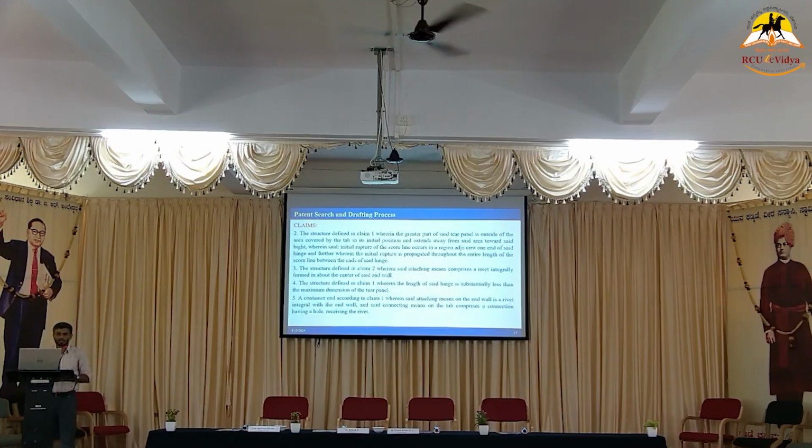Claim 2 tells 2, 3. I will go to the 3. It is simple. The structure defined in claim 2, wherein the attaching means comprises the rivet initially formed in about the center of said main wall. So each and every component, or how it is operated, you are going to claim it.